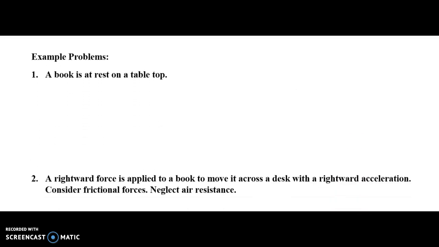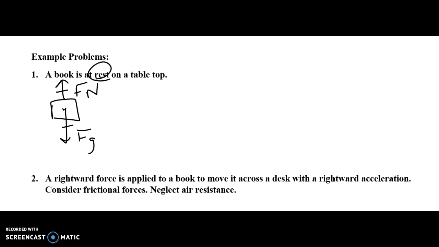So here are two example problems. I'm going to illustrate the three steps that I described. A book is at rest on a tabletop. The first thing that I'm going to do is draw a free body diagram that labels all the forces that exist on the object. Since the book's at rest, we know that the forces are in equilibrium. So we're going to have gravity going down, the normal force from the surface going up on the book, and those forces are going to be balanced because it's at rest.